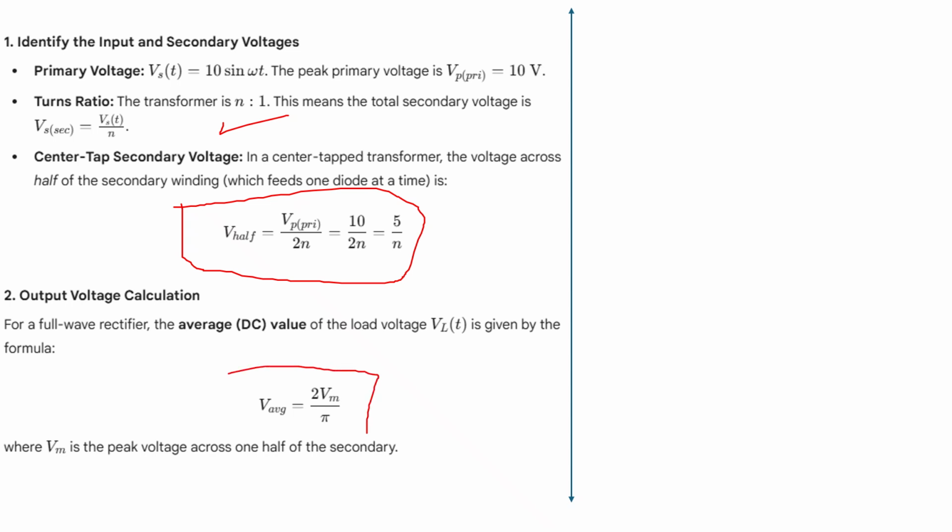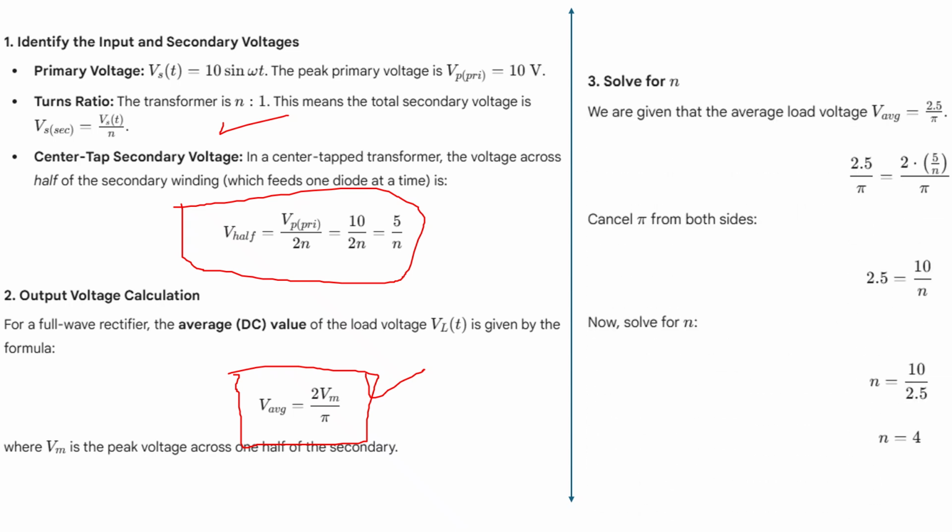Then the average value across any full wave rectifier is equal to twice of Vm by pi. This is one simple formula you can remember, otherwise you can also calculate it. This is not a very big deal. For half wave this is Vm by pi, and for full wave this is twice of Vm by pi. After getting this value you can get the average load value, that is twice of 2.5 by pi.